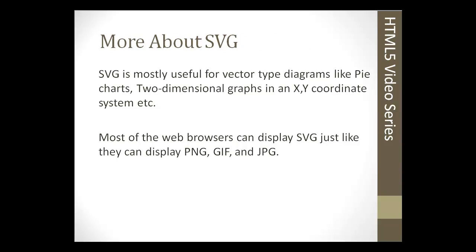SVG is mostly used for vector type diagrams like pie charts. Usually these are full color, two-dimensional graphs and shapes and stuff like that. But it can be used for other stuff. It's not for graphic intensive gaming or anything like that. Like I said, it's better for pie charts and such. Most web browsers can display SVG just like they can display any other kind of image. All the new browsers should be able to render SVG.